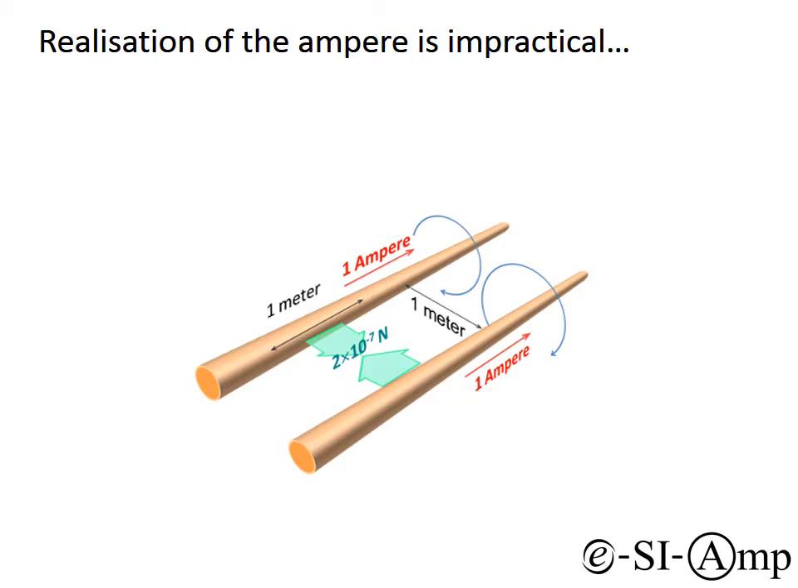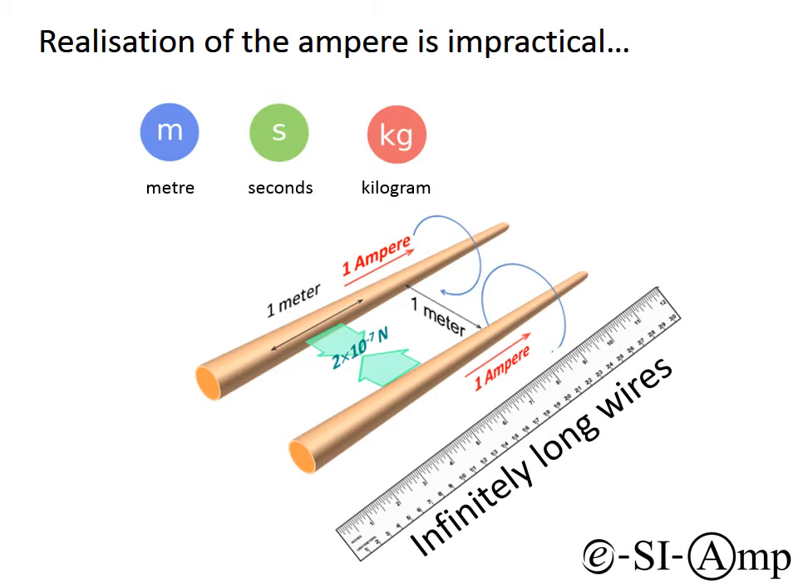Realisation of the ampere also looks rather impractical. It involves measuring a mechanical force between current-carrying wires. Now this means, because you're measuring a mechanical force, you need to rely on the other units, including the kilogram, with all of its associated problems. On paper at least, it also calls for infinitely long wires.